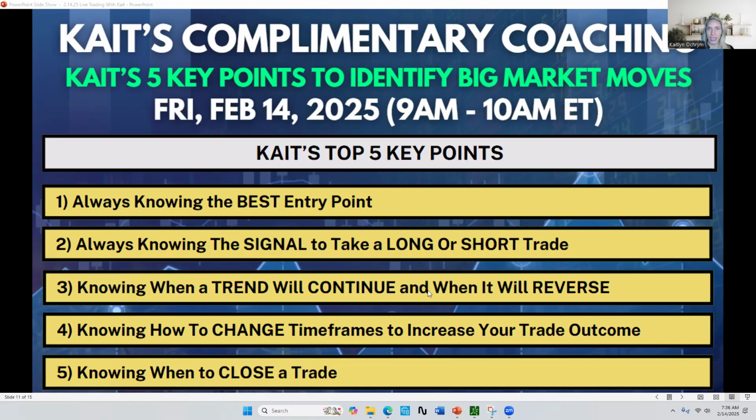Knowing when a trend will continue and when it will reverse. So important here, a lot of us think some reversal patterns are actually trends, or some people think a pullback is a reversal. We need to be able to understand the difference. So we'll have a step-by-step walkthrough for that. Knowing how to change time frames to increase your trade outcome. We're going to use all the pictures that we know work time and time again. And when we can see them on multiple time frames, that's going to stack the odds in our favor.